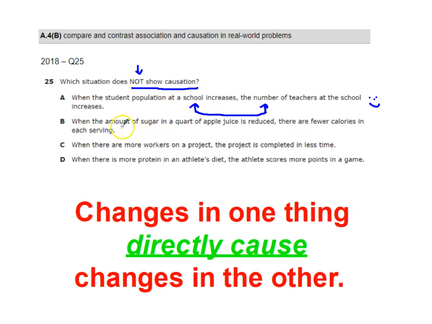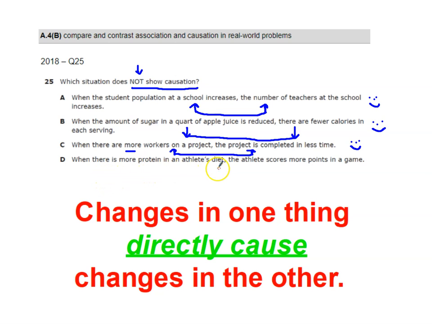So when the amount of sugar in a quart of apple juice is reduced, there are fewer calories. Well, if you take out the sugar, you're taking out the calories, so that has a direct cause there. So again, that is good news, but that's not the one we're looking for. When there are more workers on a project, the project is completed in less time. Let's see, so if I have a lot of workers, that means the project's going to be completed in less time, so that has a direct cause. So that's definitely causation, which leads us down to our last answer.